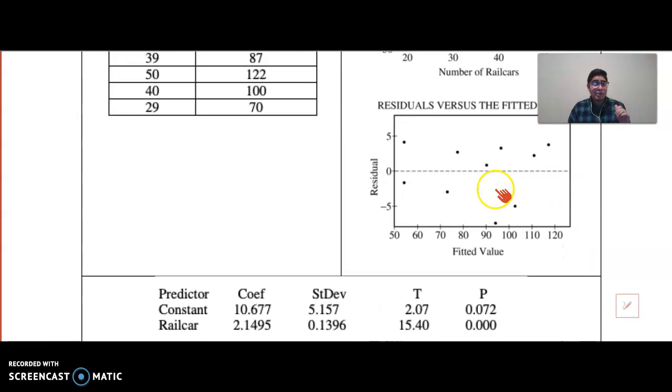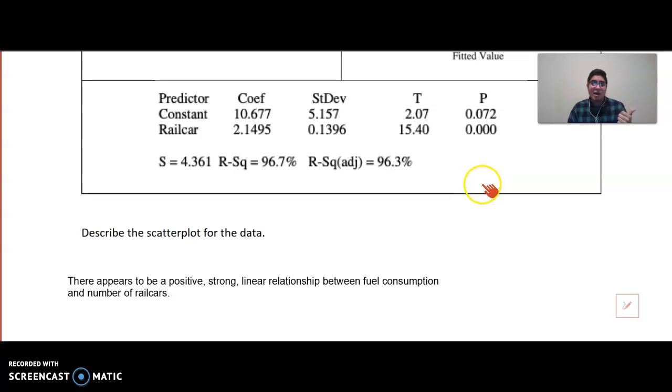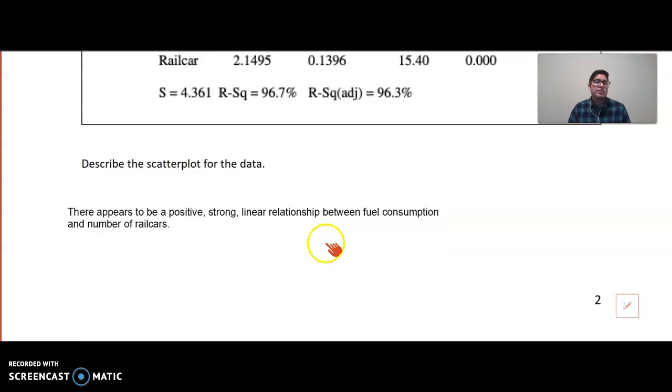So I'm going to say that there appears to be a positive, strong, linear relationship between fuel consumption and number of rail cars. So that's my description. And if I was asked to interpret this description, I would say that on average, as the number of rail cars increases, fuel consumption also tends to increase.